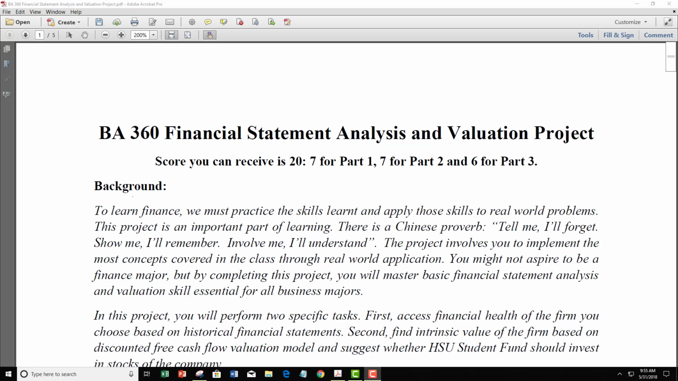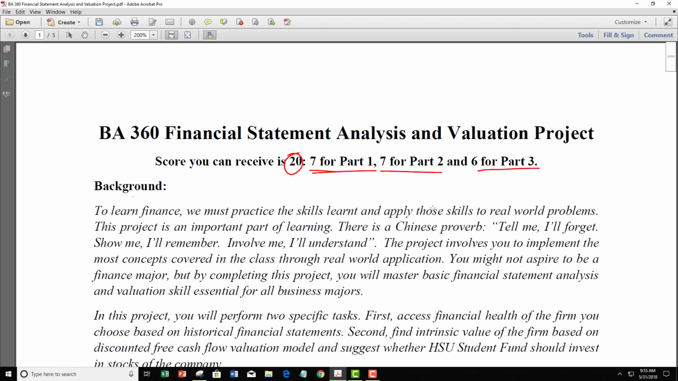As you can see in the syllabus, the total score you can receive doing this project is 20, which is 20% towards your final grade. And the project can be done in 3 parts. You can achieve 7 points for part 1, 7 points for part 2, and 6 points for part 3.